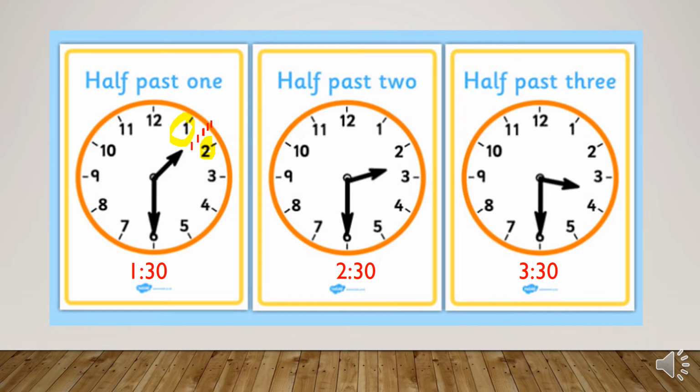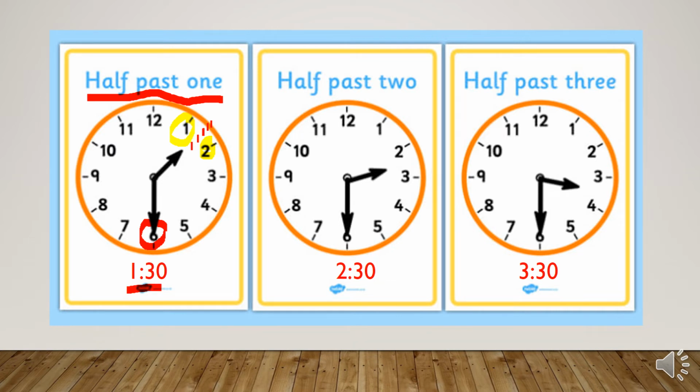What about the minute hand? Here, the minute hand is exactly at 6. So it's pointing to 6. How will I read the time like this? I will say that the time is 1:30, or I will say it's 1:30. What do I mean by 1:30?